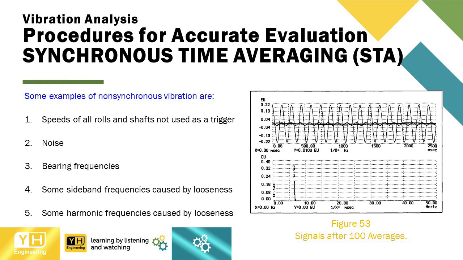Some examples of non-synchronous vibration are: Number 1, speeds of all rolls and shafts not used as a trigger. Number 2, noise. Number 3, bearing frequencies. Number 4, some sideband frequencies caused by looseness. And number 5, some harmonic frequencies caused by looseness.